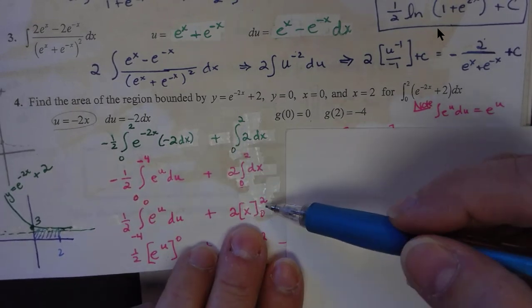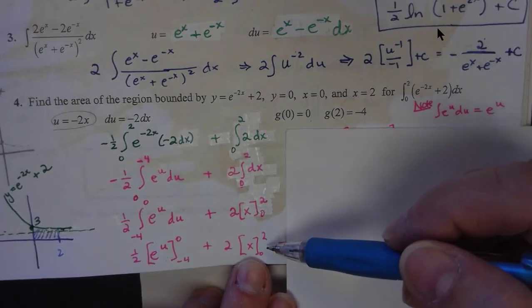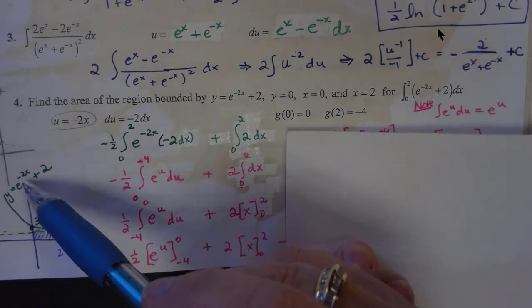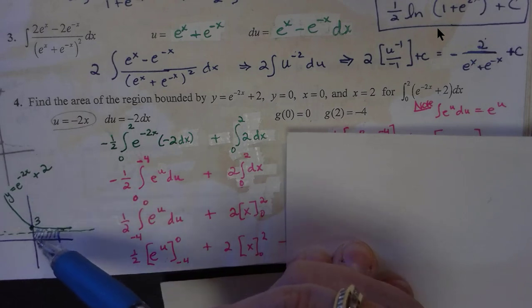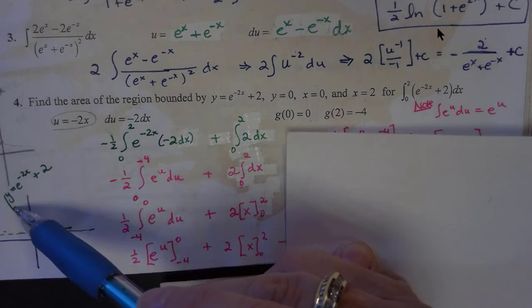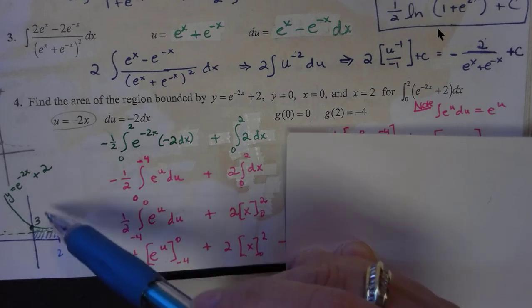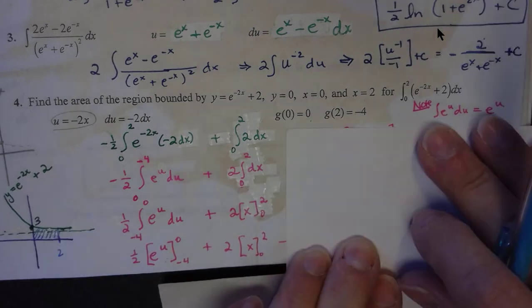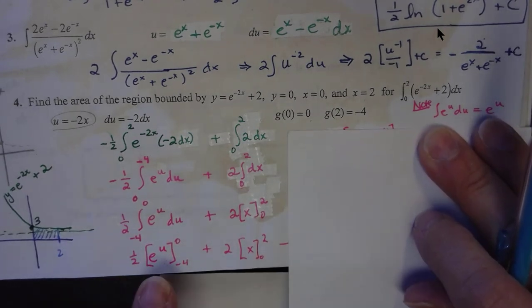This is old school. We remember how to do that. Here is my function that I am finding the area underneath. From 0 to 2, here's my function, e to the negative 2x plus 2. And I'm finding the integral, which is that area since it's all above the x-axis. Now we're going to evaluate it.